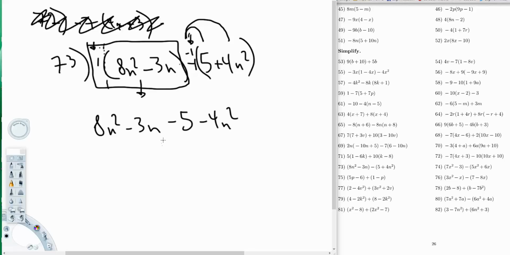And then you combine like terms. So you have an n squared here, and you have an n squared here. You can combine those. All right, so 8n squared, or 8 noses squared, minus 4 noses squared. You only have 4 noses squared left. And then here you have minus 3 noses, minus 5. Is that the right answer? Yes, it is.